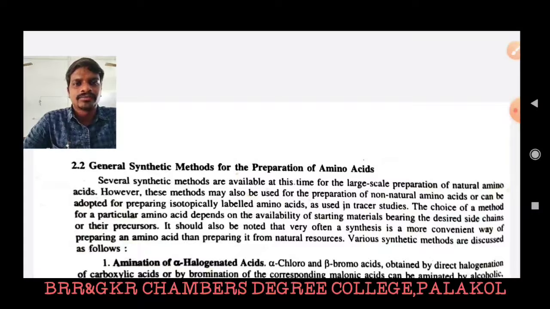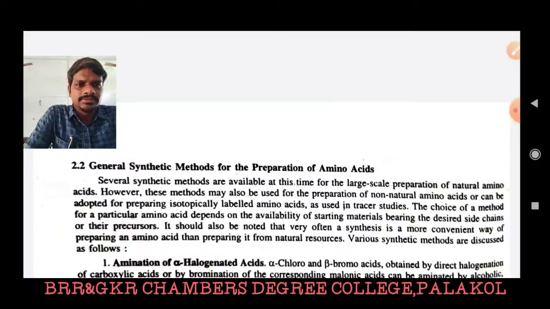Here we have several methods available for the preparation of natural amino acids. However, these methods may also be used for the preparation of non-natural amino acids or can be adapted for preparing isotopically labeled amino acids. The choice of method for a particular amino acid depends on the availability of starting material. So, the choice of method depends on availability of starting material, students.